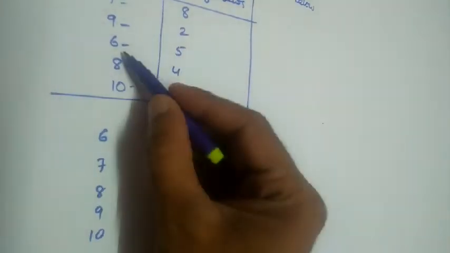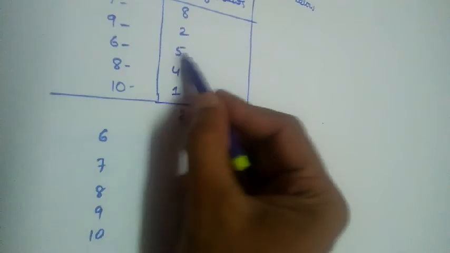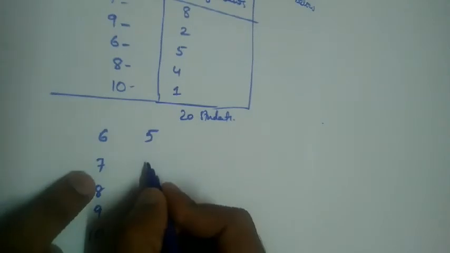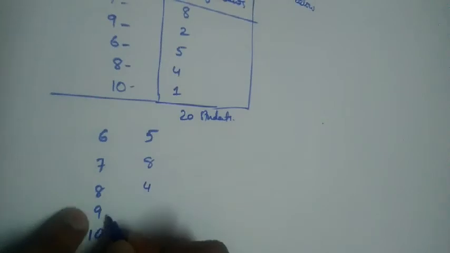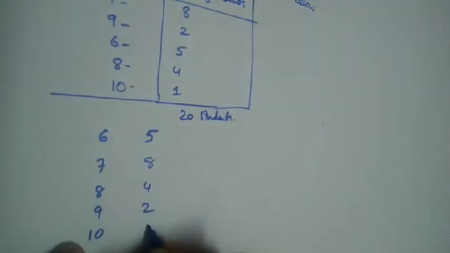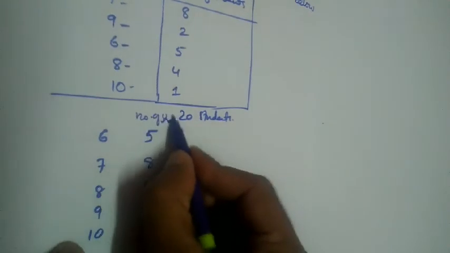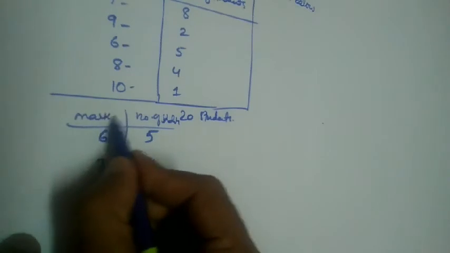Now, 6 marks were obtained by 5 students. 7 marks were obtained by 8 students. 8 marks by 4 students. 9 marks by 2 students. 10 marks by 1 student. So this is the number of students, and these are the marks.